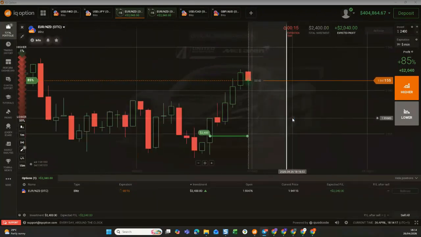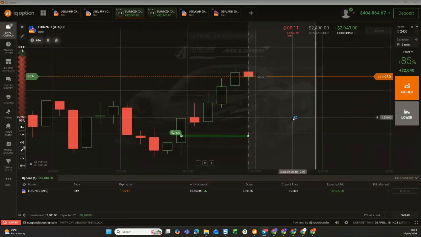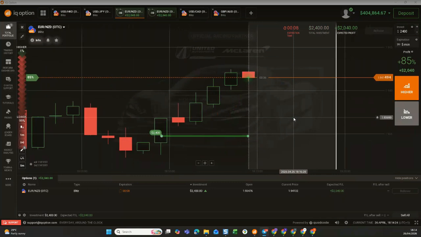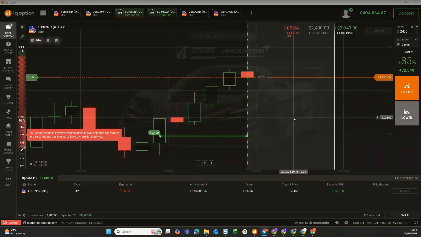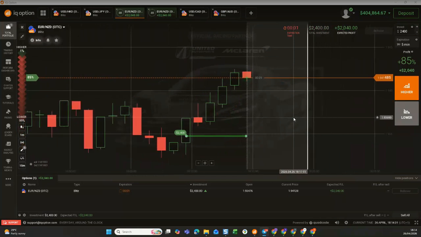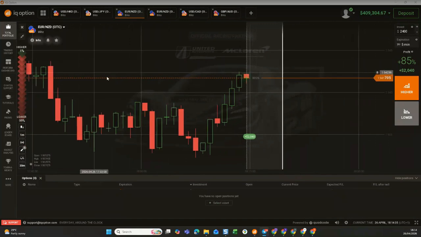15, 14, 12, 11, 10, 9, 8, 7, 6, 5, 4, 3, 2, 1. So we secured this one on the second martingale level. So we are going to the last one now.